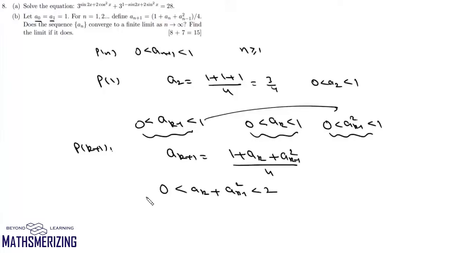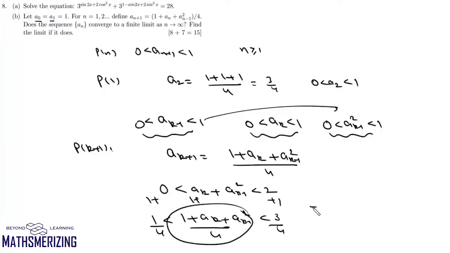Now we'll add 1. We can write 1 is less than 1 + a(k-1)^2, and it is less than 3. Now we'll divide it by 4. This is nothing but a(k+1). So from here we can say that a(k+1) will be greater than 0 but less than 1. So from induction we have proved that any term of the sequence will always lie between 0 and 1.